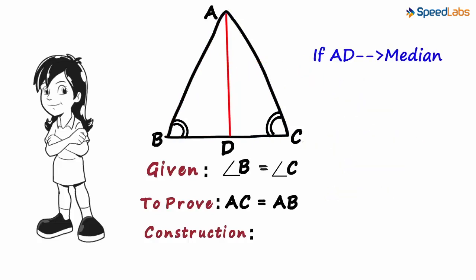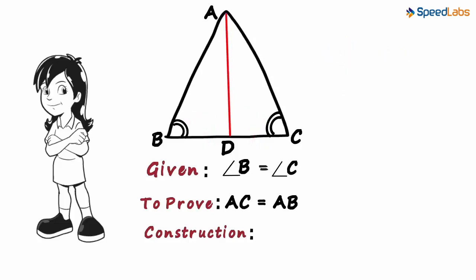What if AD was the median? Then BD would be equal to CD. AD is the common side to both the triangles. And we have angle B equal to angle C. So it will be double SA, and double SA is not enough to prove the congruency between two triangles. So we cannot assume AD to be the median.